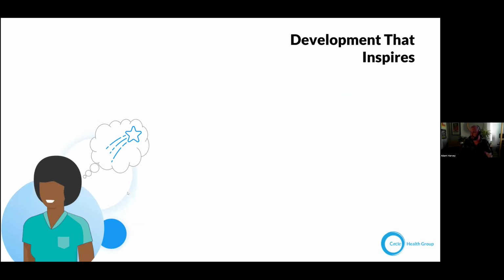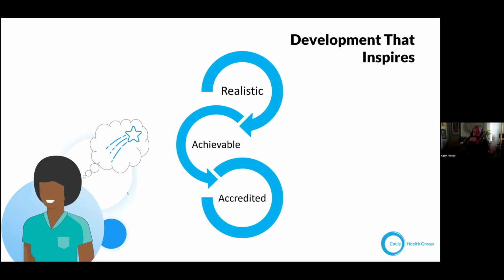And then the next strand of what we want the learning space to be is a place that inspires development and personal development. So you want training to be realistic, you want it to be achievable, and where possible, we want it to be accredited. So again, we've partnered with ILM, Liverpool John Moores University, and Teesside University to create courses that you can only do through Circle. And they are available to Circle staff through essentially booking on through the learning space.